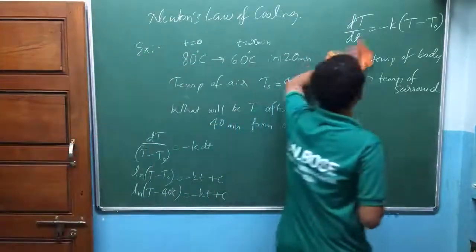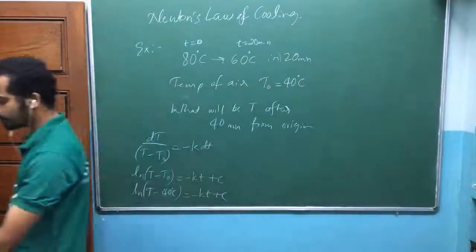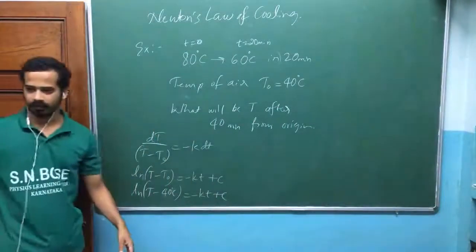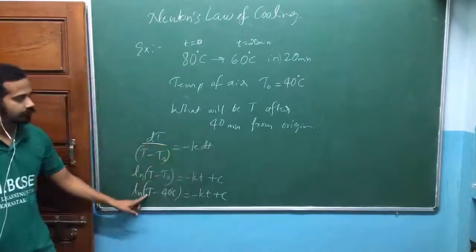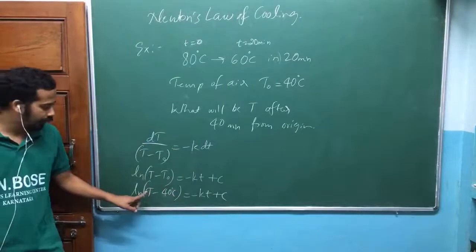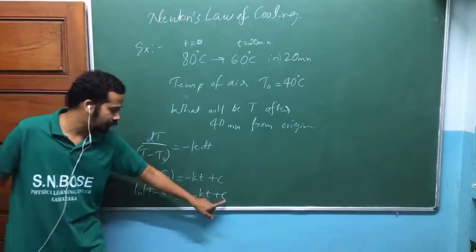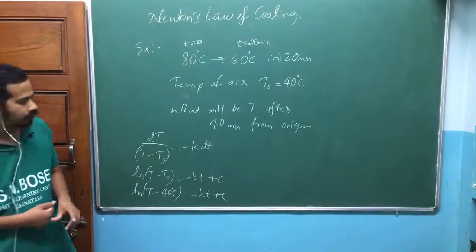Now, using the given conditions, you should find C as well as K. That's it. So the target is, he has given the time, you should find T. To find T, you should know what this K is and what this C is. Isn't it?